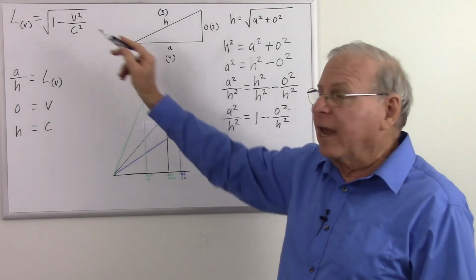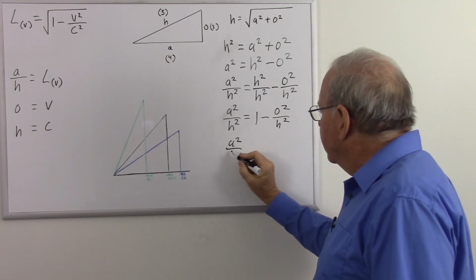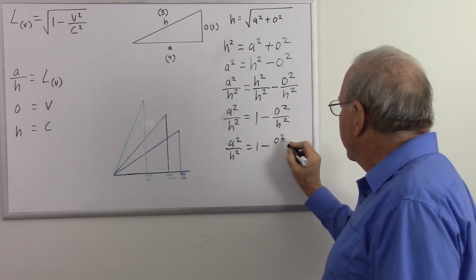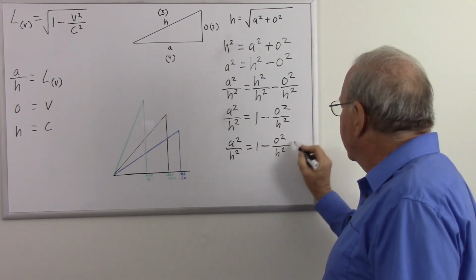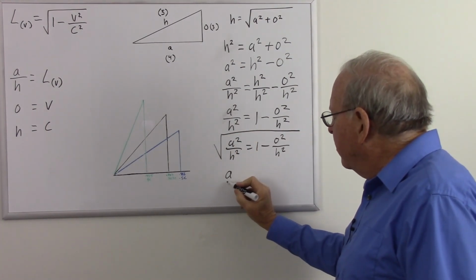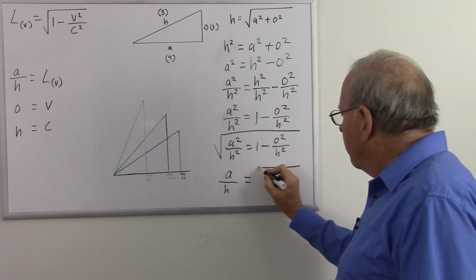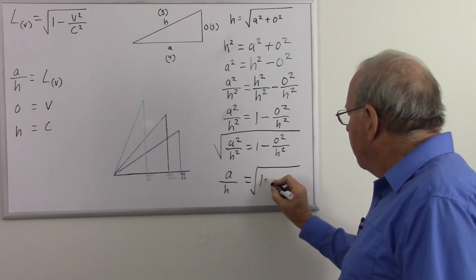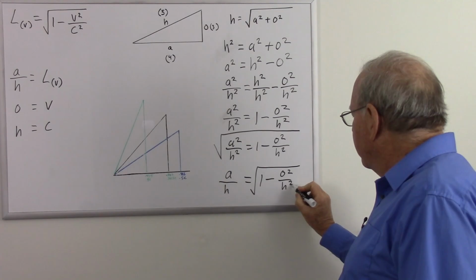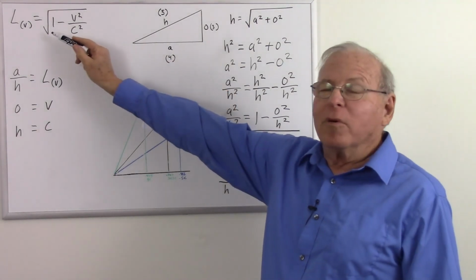It's looking more and more like that every day. So now if we take the square root of that, the adjacent squared over the hypotenuse squared equals 1 minus the opposite squared over the hypotenuse squared. We're going to square root that, and that's going to give us the adjacent over the hypotenuse is equal to the square root of 1 minus the opposite squared over the hypotenuse squared. That is looking almost exactly like that.